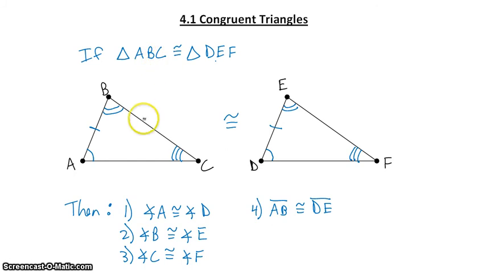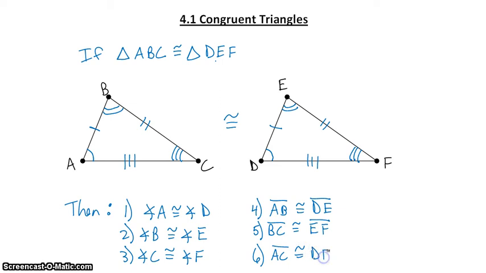And our second and our third letters, BC, correspond to EF. So BC is congruent to segment EF. And our first and our third, AC, the segment between A and C corresponds to the segment between D and F. So segment AC is congruent to segment DF. If two triangles are congruent, then all 6 of their corresponding parts are also congruent.